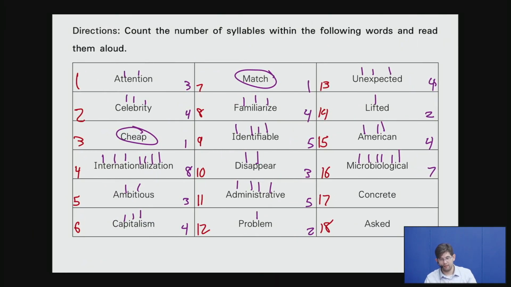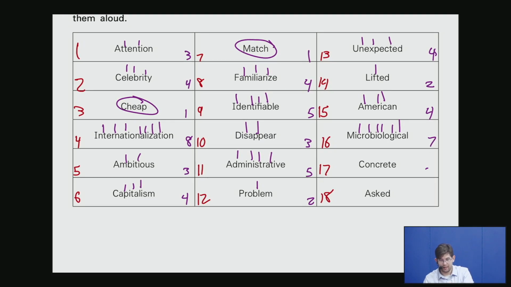Nice and easier. Next up, 17, we have concrete. Concrete has 2 syllables, and it breaks at our vowel, consonant, consonant, vowel setup. And number 18 is asked. Asked is 1 with 1 syllable. So these are all of our different syllables for these words broken down. Hopefully you got them correct. If not, please just correct your answers and review them.